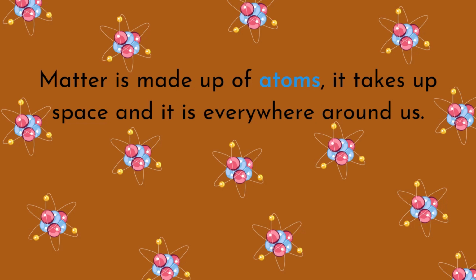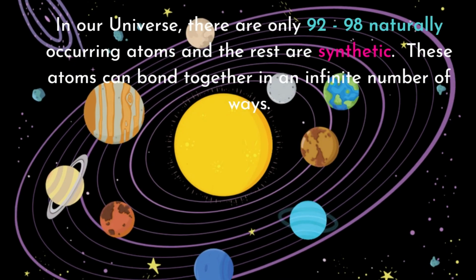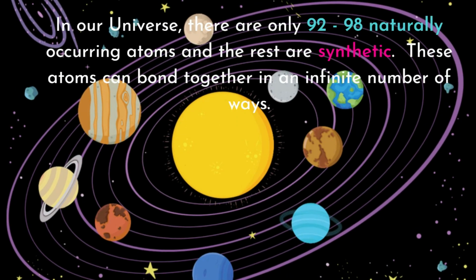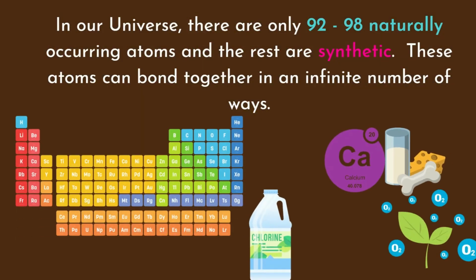Matter is made up of atoms. It takes up space and it is everywhere around us. In our universe, there are only 92 to 98 naturally occurring atoms, and the rest are synthetic. These atoms can bond together in an infinite number of ways.